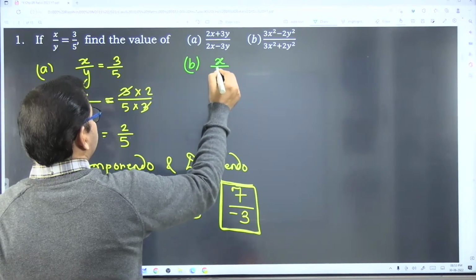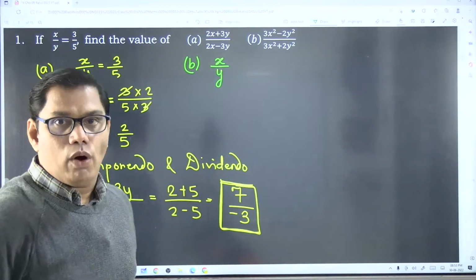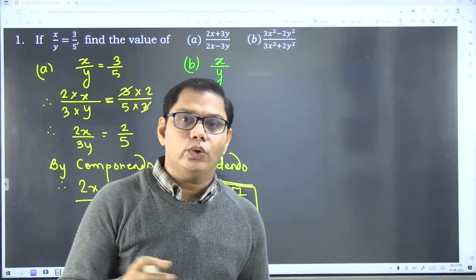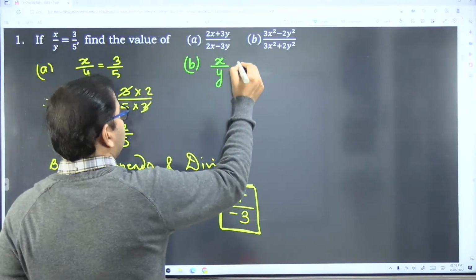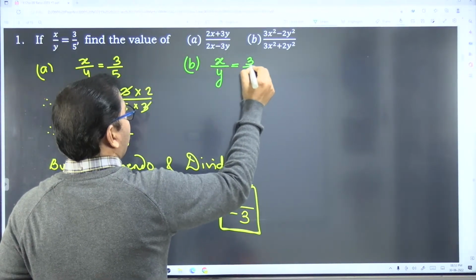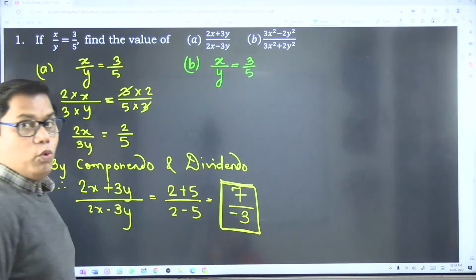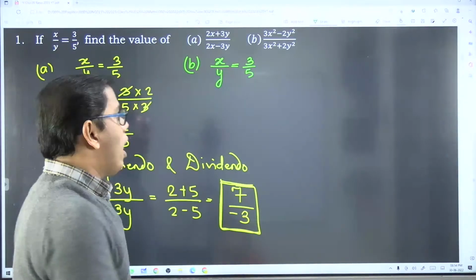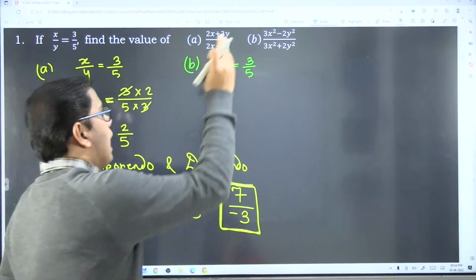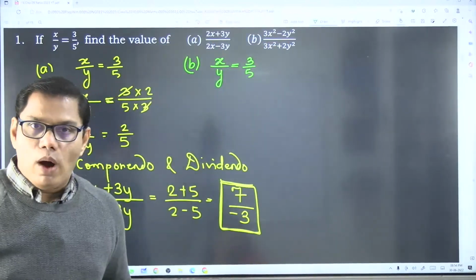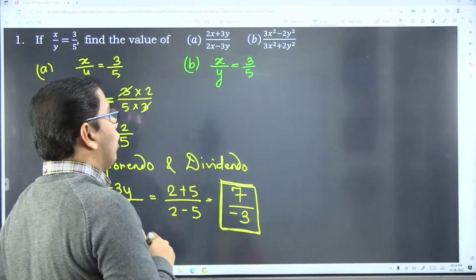Again, let us start with the given information. Always and always in ratio and proportion, you start with the information which is given. So it is given that x upon y is 3 upon 5. Now what do I want? Do I want x? No, I want x square. I want 3 along with x square. I don't want y. I want y square. Okay, and 2 along with y square.